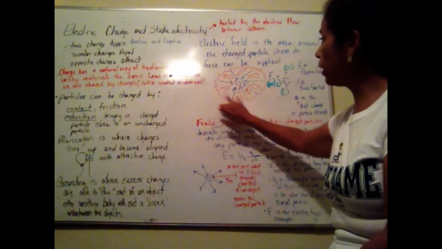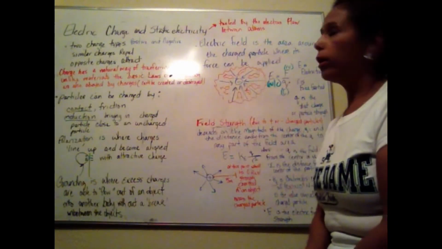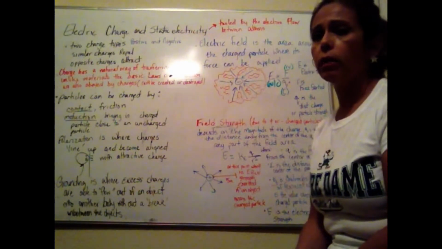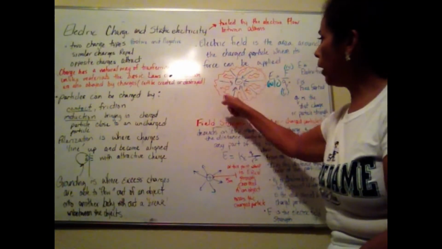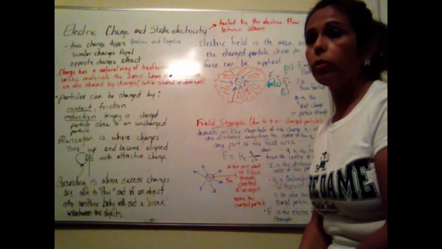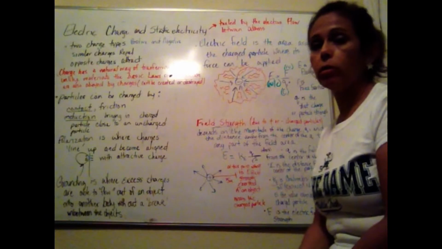And we have a general area around the particle. So here I drew a negatively charged particle, just a circle with a negative sign on it, and we have a whole area around it that its charge is going to be affecting, or it's going to exert its force on objects around it.